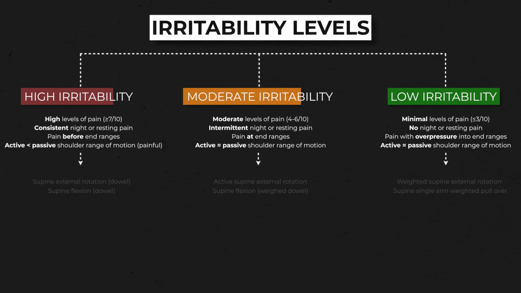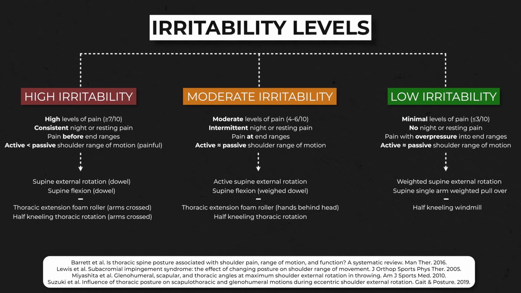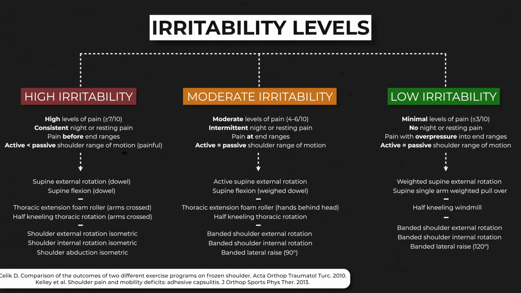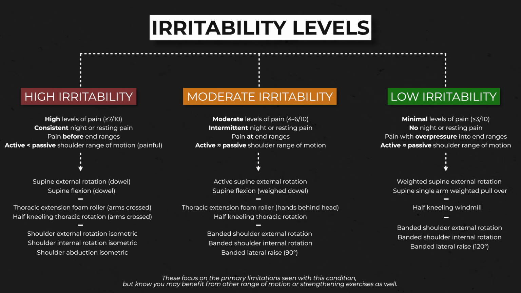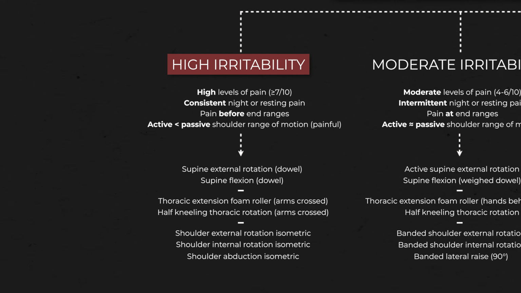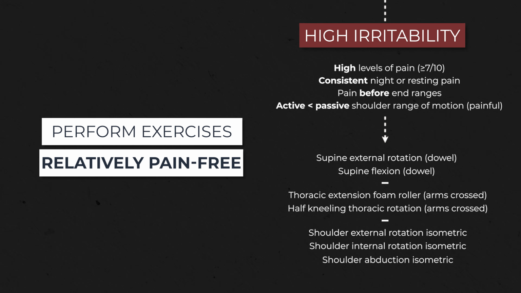For each level, I will provide exercise options for improving shoulder range of motion, specifically for external rotation and flexion, thoracic mobility, since this can further help improve shoulder range of motion and function, and finally shoulder strength to help maximize outcomes and address another deficit commonly seen in frozen shoulder. Let's start with exercises for the high irritability level. Since pain is already very high, focus on performing exercises relatively pain-free or within comfort.